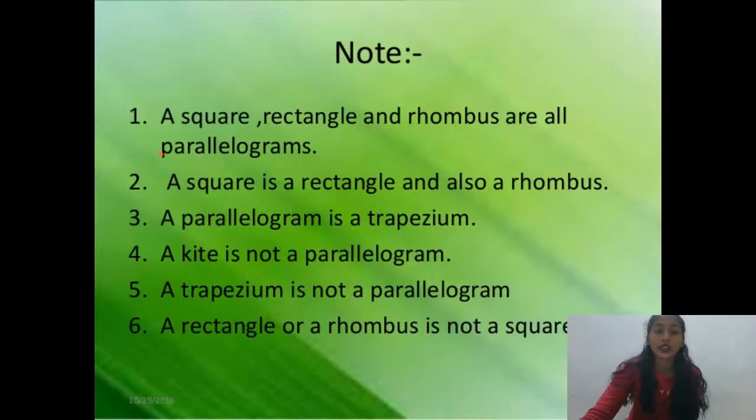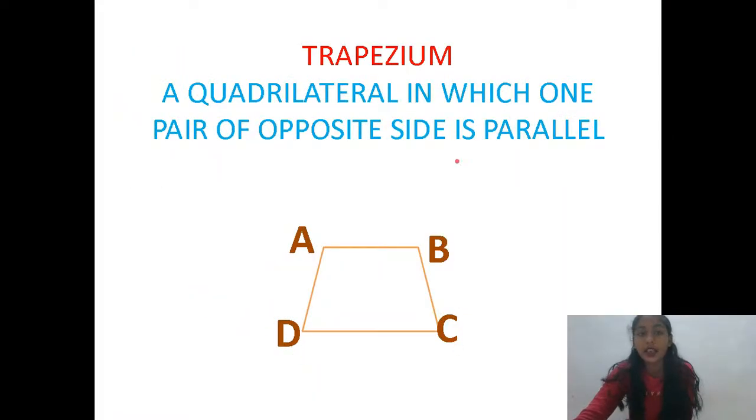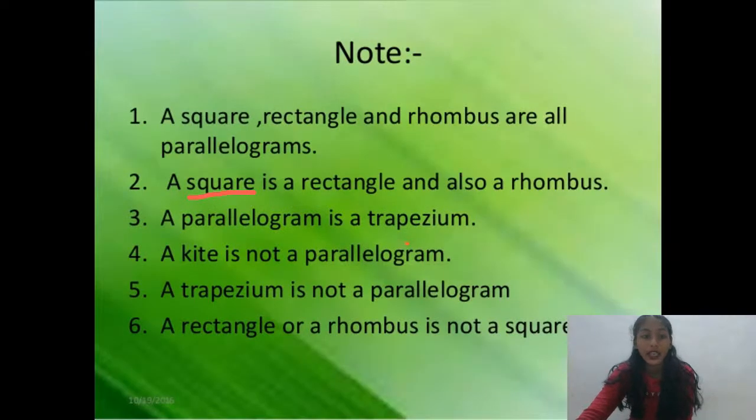Note. A square, a rectangle, and a rhombus are all parallelograms. This is very important to remember. A square is a rectangle and also a rhombus. So square and rhombus come under a category called rectangle. They both are similar to rectangle. A parallelogram is a trapezium. What is trapezium? We have just learned it, right? Trapezium is a quadrilateral in which one pair of opposite sides is parallel.